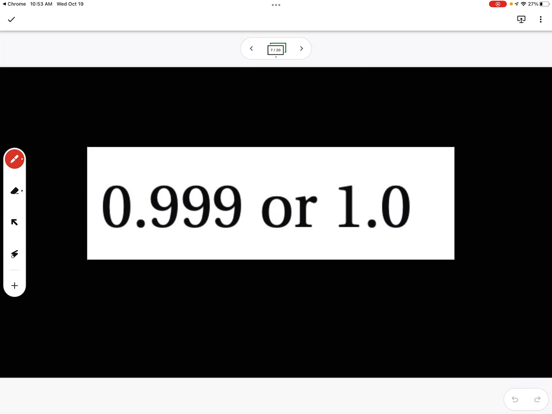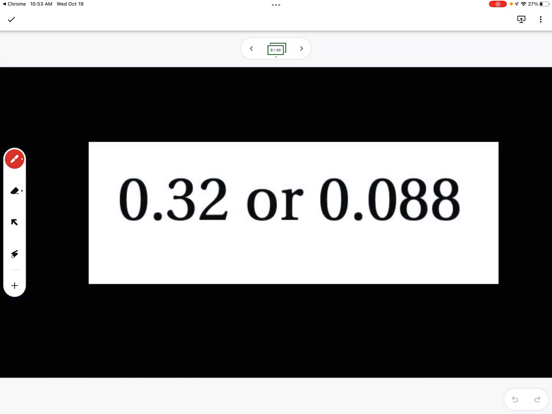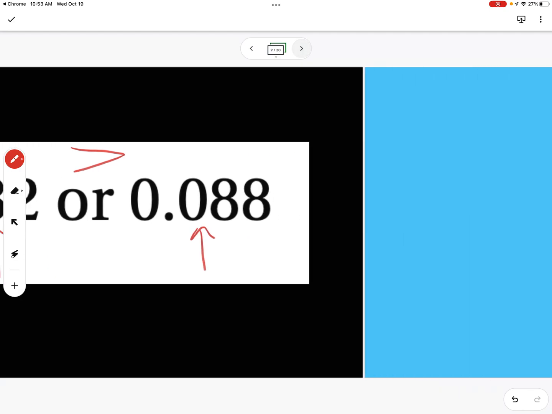0.999 versus 1, okay? So the 1 is greater, and then in this case would be less than. 0.999 is less than. We have 0.32 versus 0.088. Well, just look to the tenths spot here. That's where our first difference is in values. And so 0.32 is greater than.